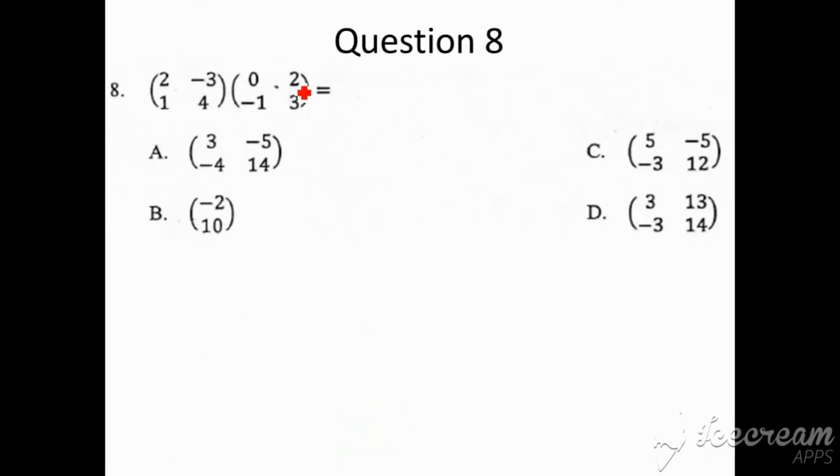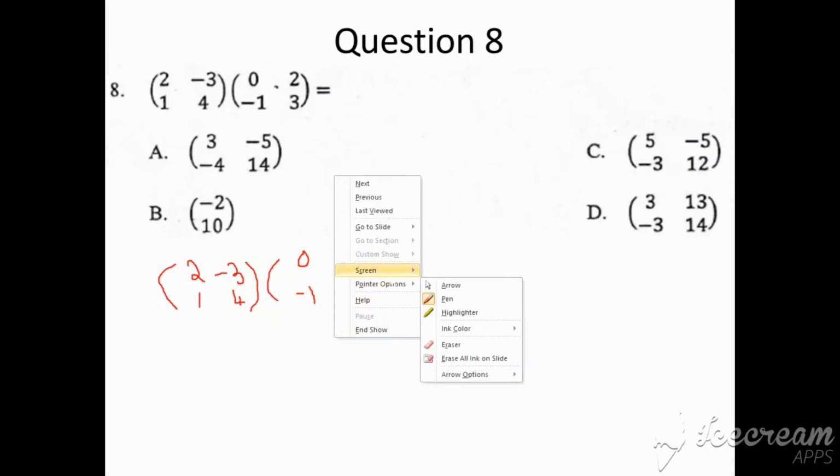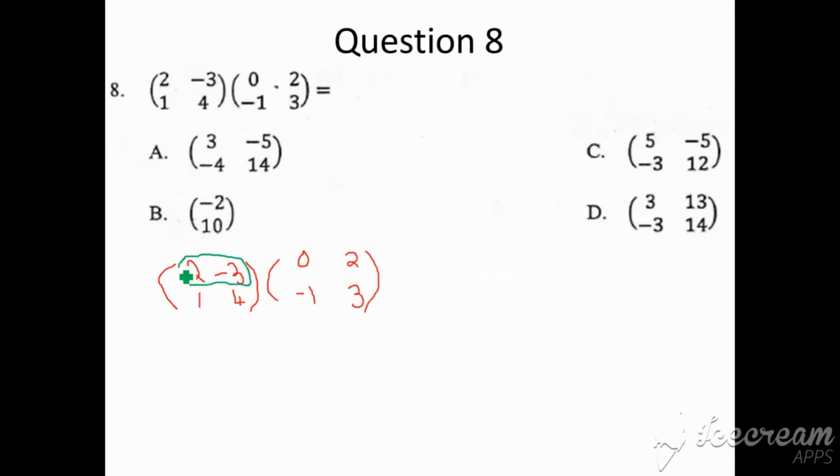Number 8. Okay, so this is multiplication. 2, negative 3, 1, 4, multiplied with 0, 2, negative 1, 3. For multiplication, multiply horizontal with vertical. So 2 times 0 plus negative 3 times negative 1. Then next column, multiply horizontal with vertical. So 2 times 2 plus negative 3 times 3.